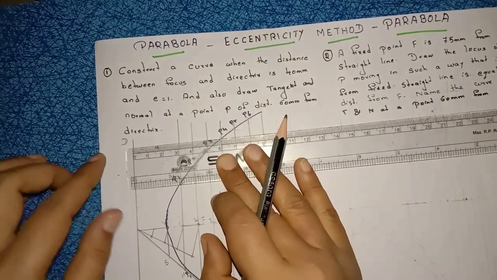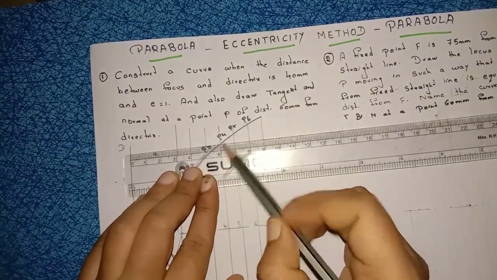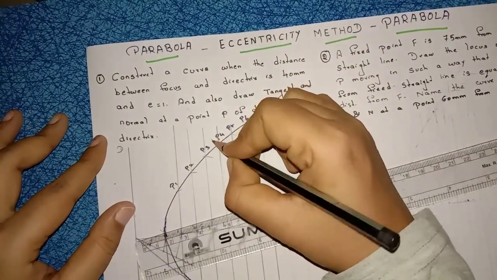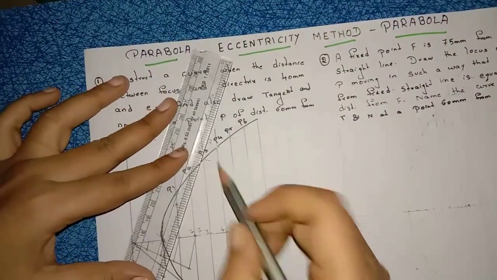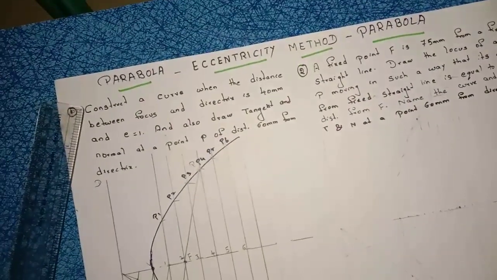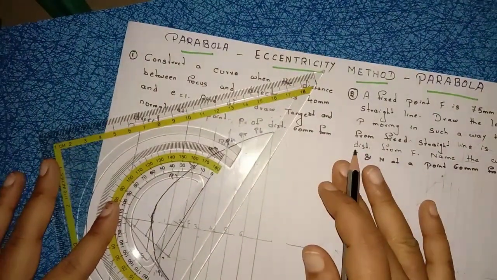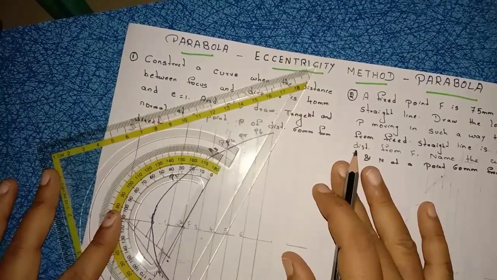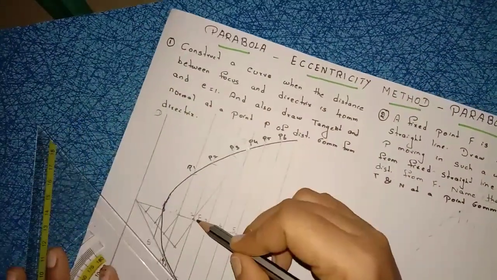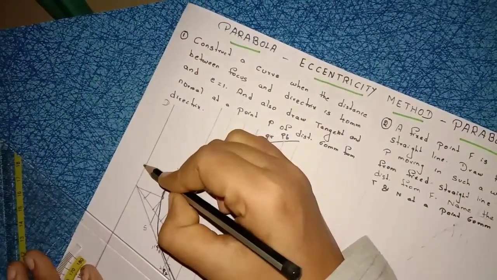See here, 0 is on the directrix line. Observe carefully, 0 is on the directrix line and 60 mm touches this parabola here. Right, so name this point as P. Join P to F. Now draw a perpendicular line to this PF. Keep your protractor on this PF line. From F point mark 90 degrees. Draw a perpendicular line, this is the point.